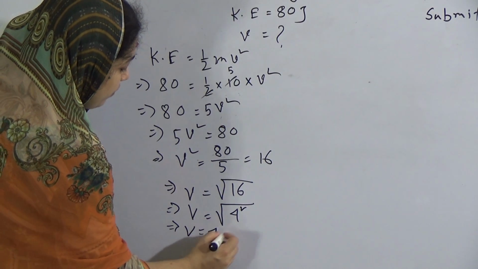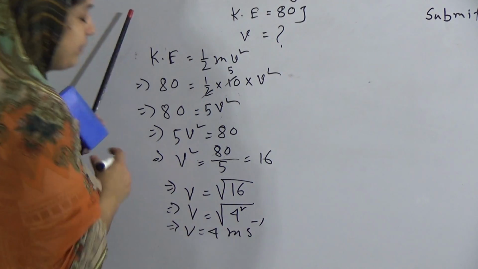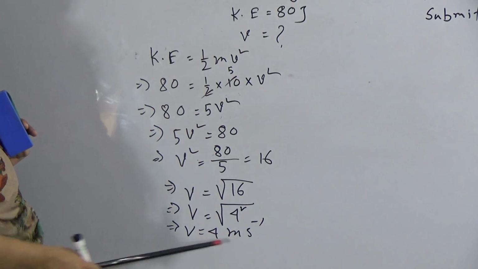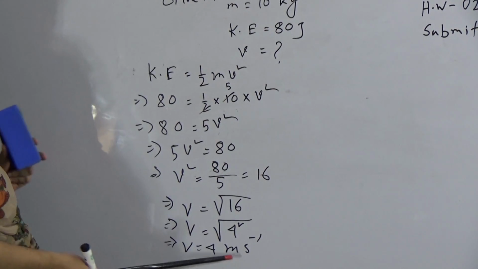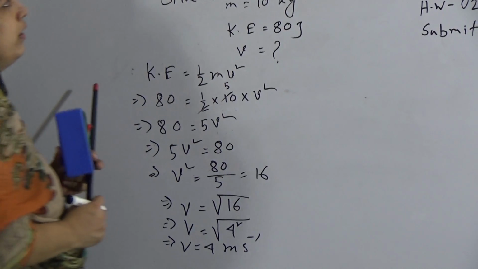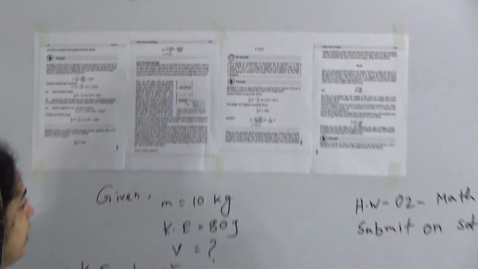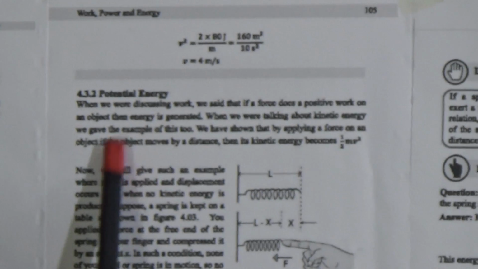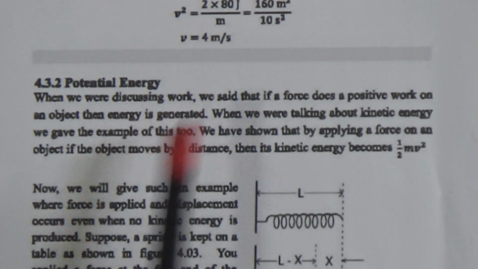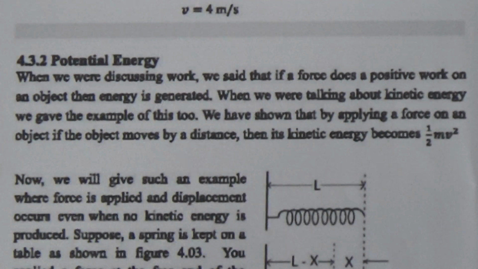So it will be 4 meter per second. Okay, my dear students, the velocity will be 4 meter per second. This is the answer. Now we will learn what is potential energy. Okay, what is potential energy?